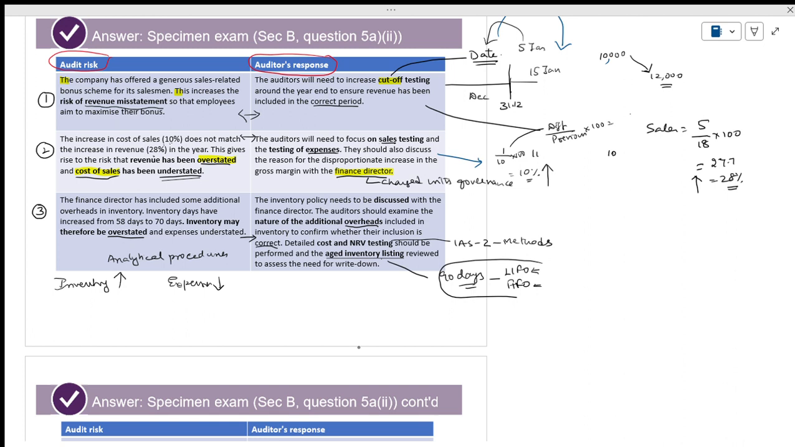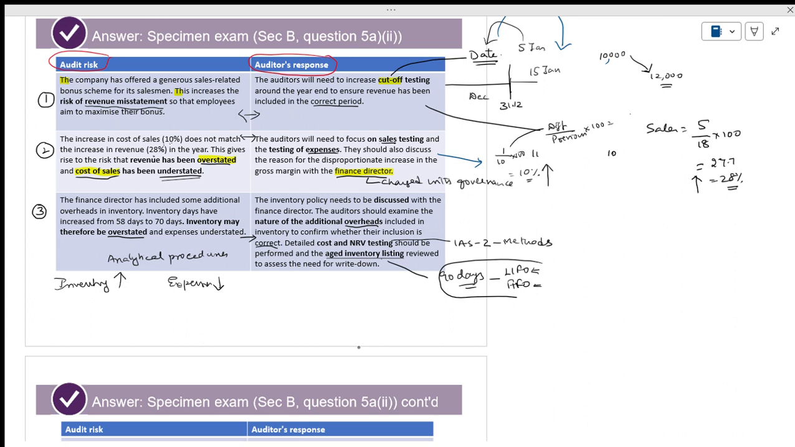Second point, detailed cost and NRV should be performed. It is an advanced point. Second point means you have to perform it. Slowly, by the time we do the second, third, fourth practice questions, you will become perfect in this. Are you clear about point number 3?